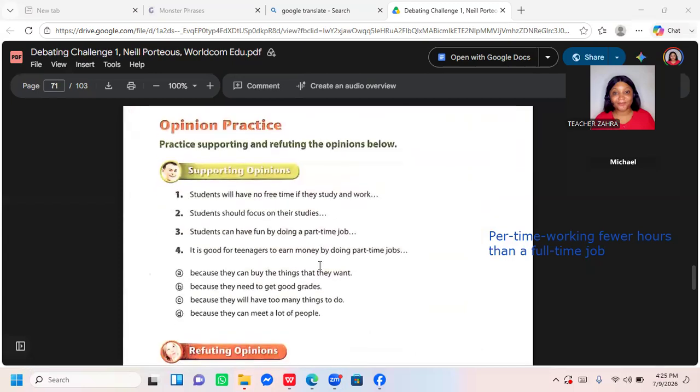Opinion practice. Practice supporting and refuting the opinions below. The supporting opinions. Can you do that part for me? Yes. One, students will have no free time if they study and work.